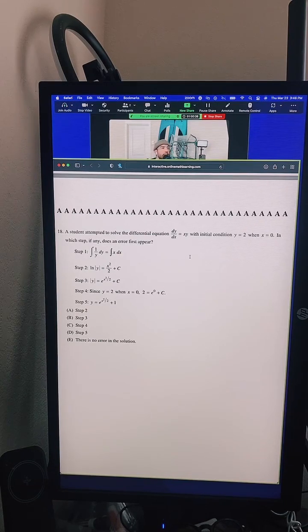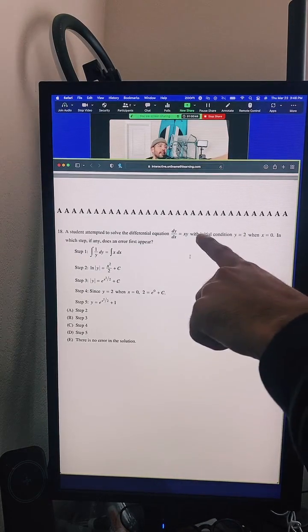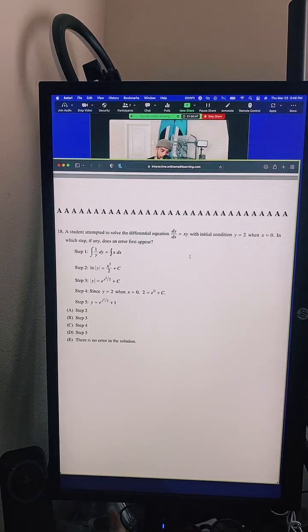Okay, so where does the error occur? If we were to do this, the very first thing that we want to do in the very beginning is multiply the dx to the other side and divide by y, because you want to be left with dy over y is equal to x dx. And then we're going to be able to take the integral. That's step 1. That looks good.